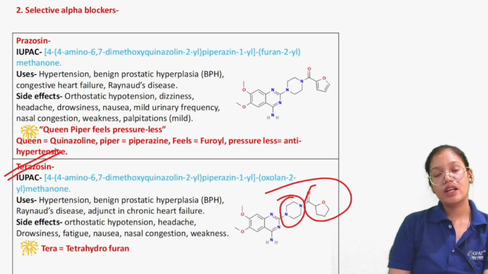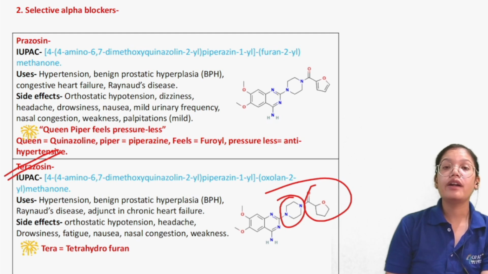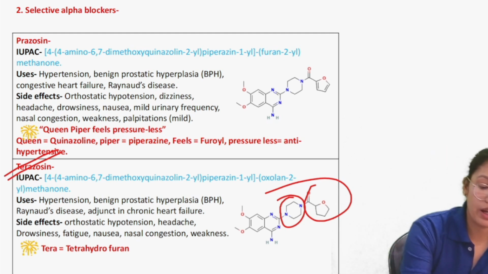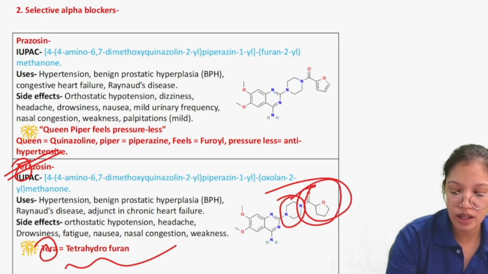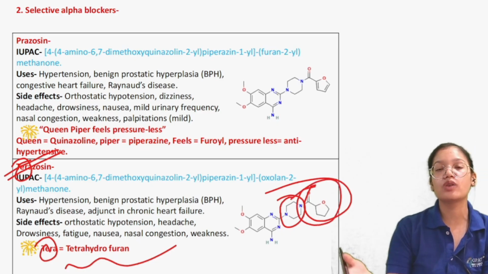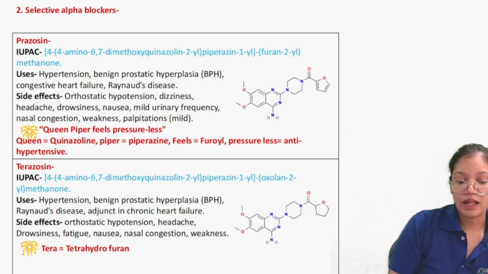Then instead of the furan, here we have a tetrahydrofuran. So from tera, you can remember tetrahydrofuran. What is tetrahydrofuran? The saturated furan. So tetrahydrofuran is there. That is the structure.